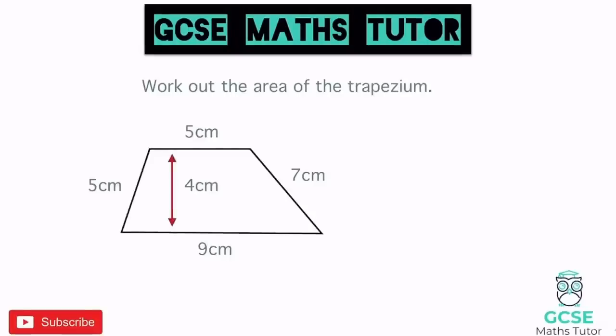Right, working out the area of a trapezium, there's a formula for the area of a trapezium. It's a plus b over 2 times by the height. Or it can be written in a slightly different way.